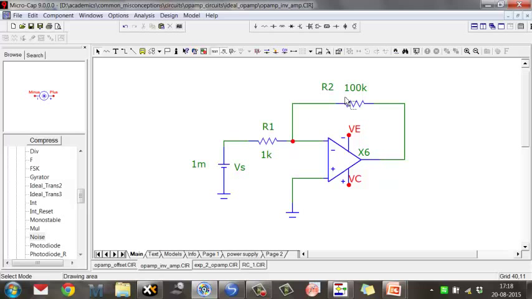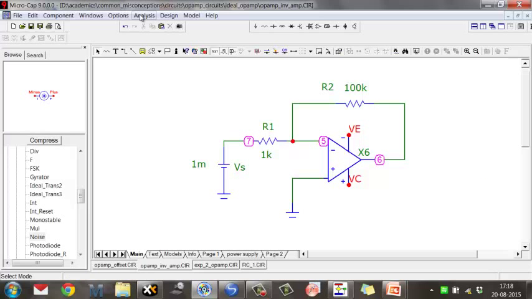Would you expect something different from 100 millivolt? Look, all the details are here. Before I run the simulation, what would you expect? All right. So how do I run the simulation, by the way? What do I do now? I want to find out what the output voltage is, right? So how do I find that out?